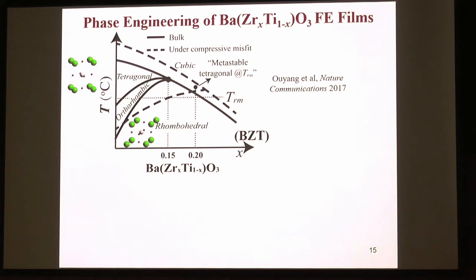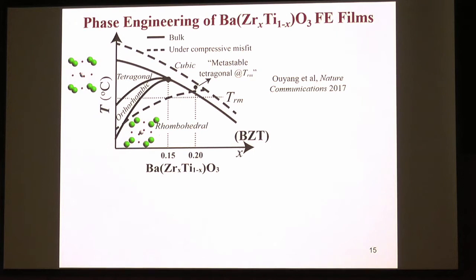So if you dope with zirconium, you're going to increase the volume of the unit cell, and it will change from tetragonal into rhombohedral. So we have that phase diagram from the literature, but we know when you grow it in film, everything will change a little bit, right?